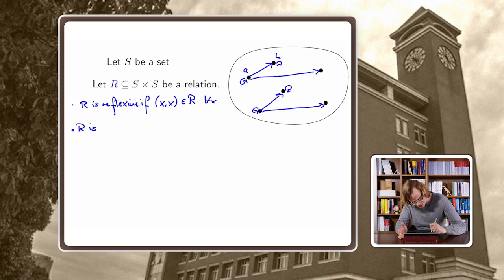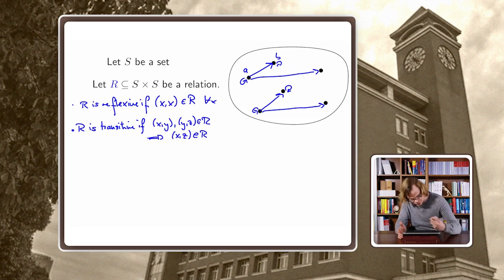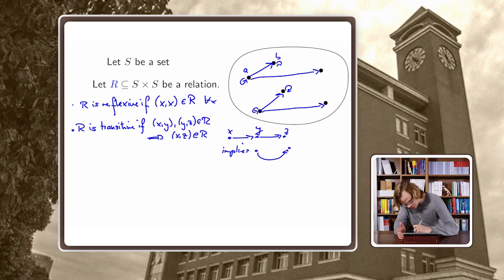Second, we say R is transitive if, let's say you have (x, y) and (y, z) appears in your relation, then you always have (x, z) in the relation. So let's draw a picture. If you have x arrow y and y arrow z, then this implies x arrow z. This is transitive.